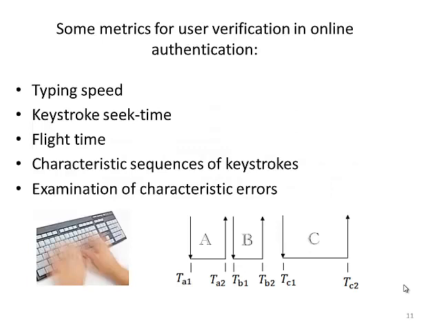So what are the things we take into account when building keystroke models? We can take into account typing speed, keystroke seek time, the flight time, the characteristics of the sequence vectors. That means the difference between, for example, typing A and B, and where we make maximum errors. Like, people may have a habit of typing a colon instead of typing L. So these things are taken into account.